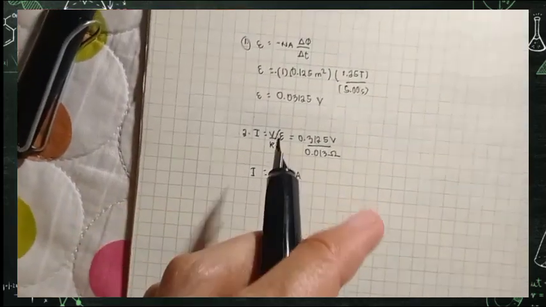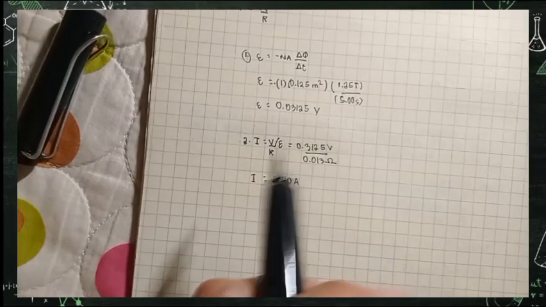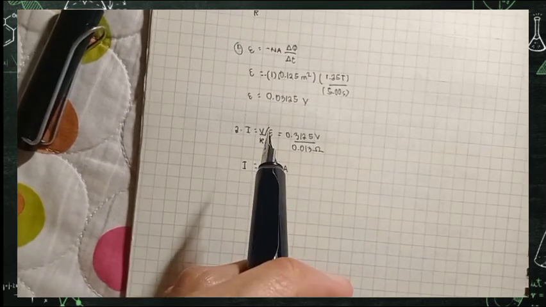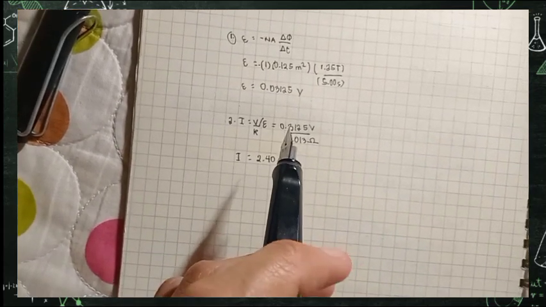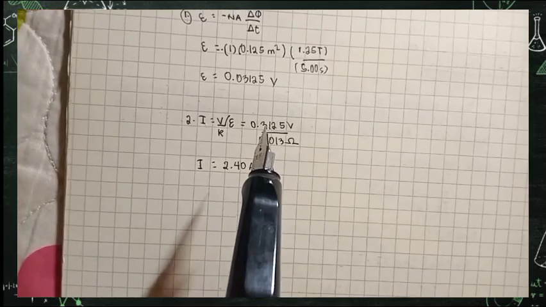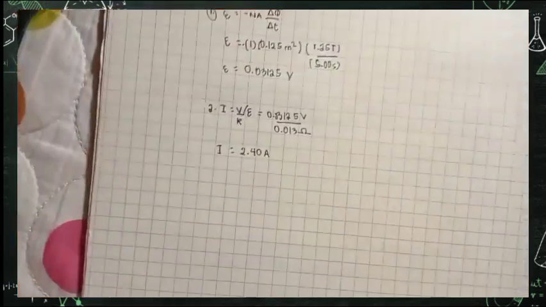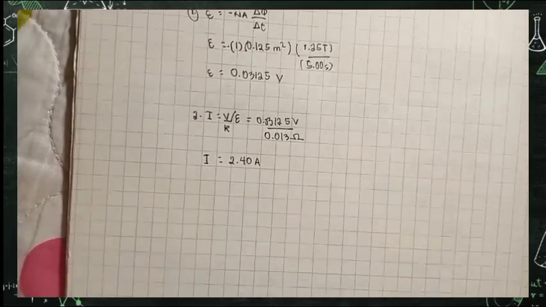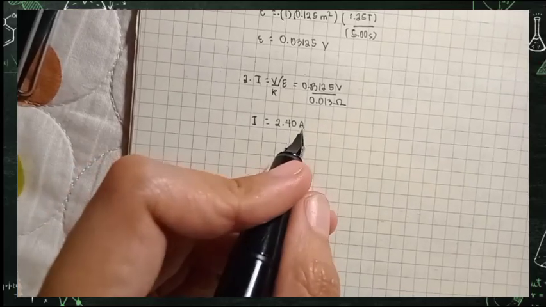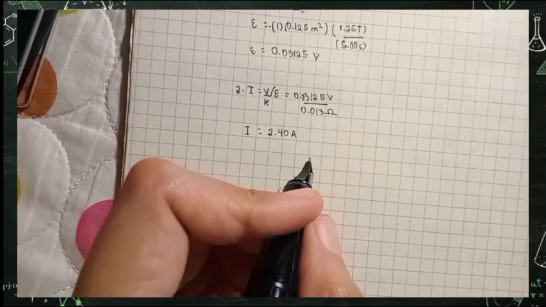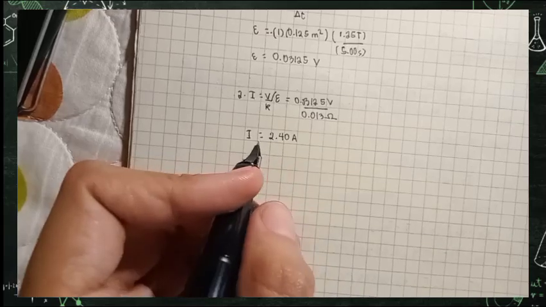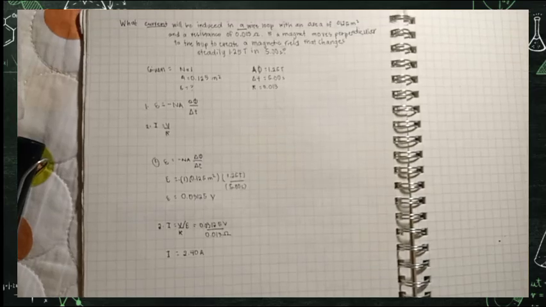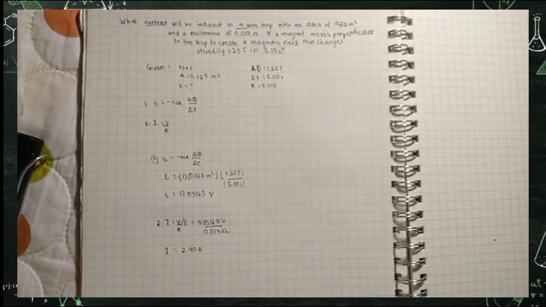So since we have found our V, or our EMF, we substitute the values into the formula, since in our problem we are looking for the current. So our V, or our EMF, is 0.125 volts divided by 0.013 ohms. So we have our current, which is 2.40 ampere. Ampere, because as I have said earlier, the unit of our current is ampere. So that's how to solve a problem with the use of Faraday's and Ohm's law.